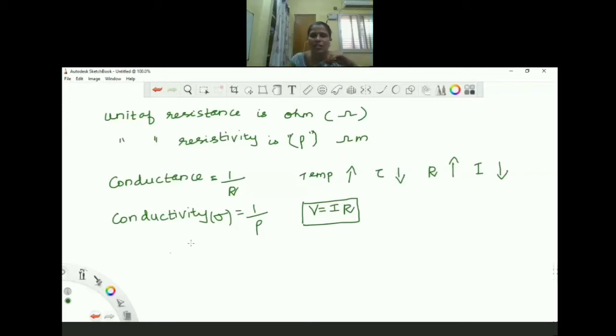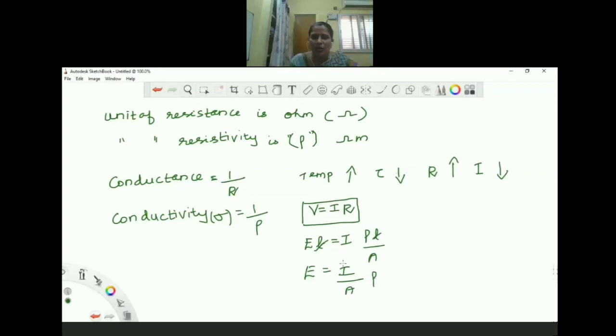Let us consider V is equal to IR once again. In the previous slide, we discussed what V is in terms of E and L, that is V is equal to E into L. Now I am going to keep this I as it is. R is nothing but the resistance, and we can write R as rho into L by A. So cancel this L and L. What will you get now? E is equal to I by A into rho.